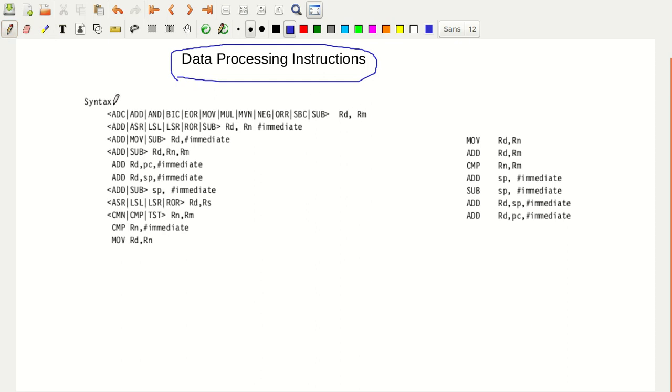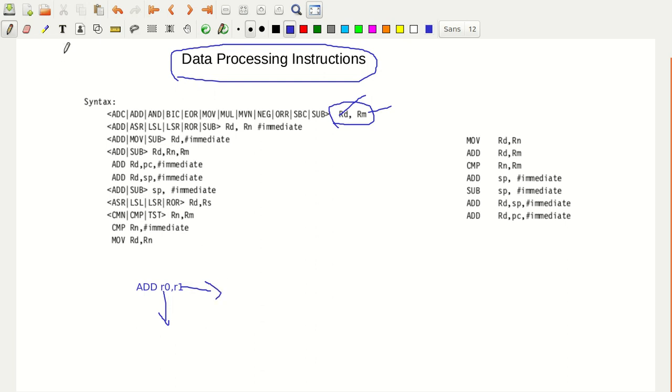If you look into this instruction, this is add with carry, this is the add operation. As you can see here, there are only two fields: one is the destination register and the other is the source register. For example, if I write ADD R0, R1, here the destination register RD is R0, and R1 is the first source register.